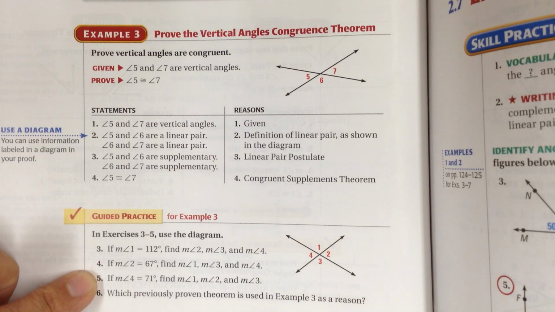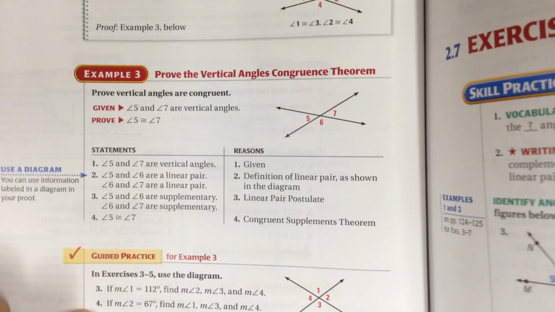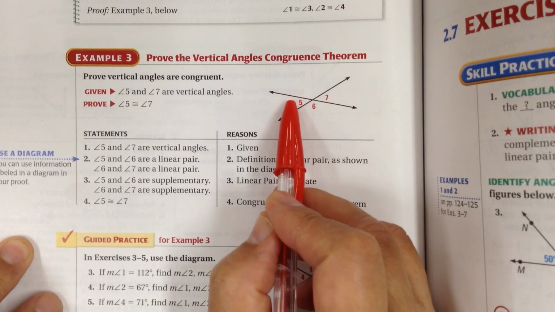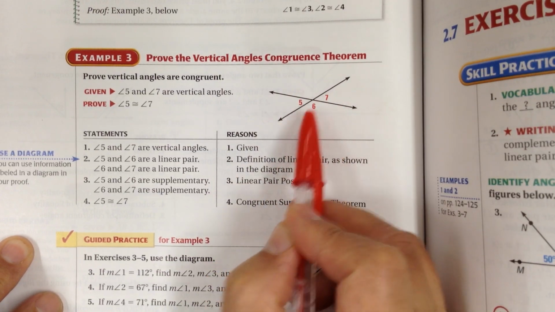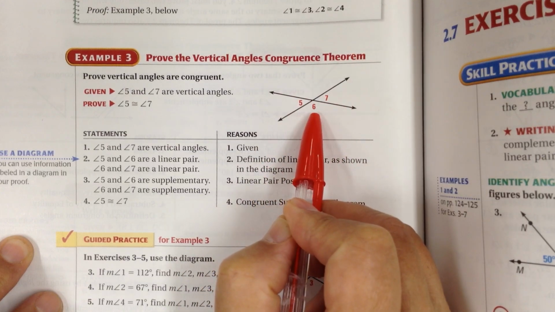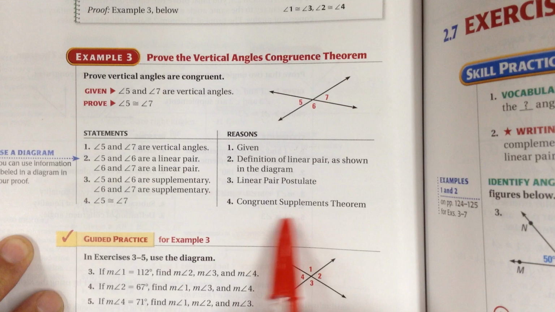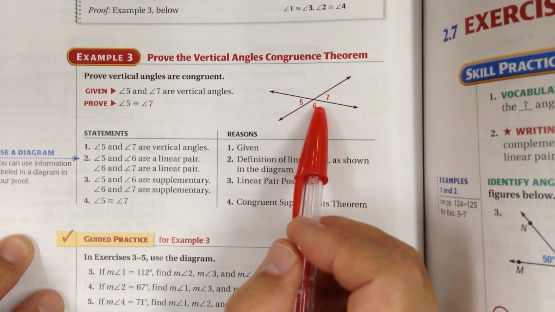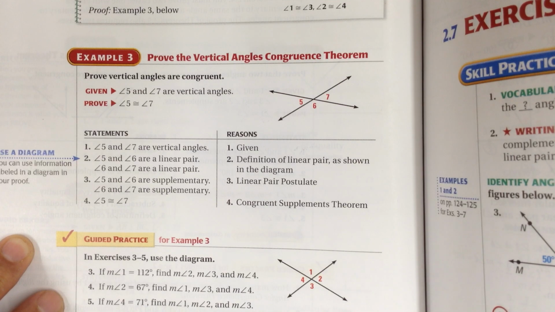That's from the one from earlier. Because if this is supplement to that and this is supplement to that, so if two angles are supplements to the same angle, then they are congruent. That's what it says. Again, if you don't remember the name, just write out the fact. That's fine.